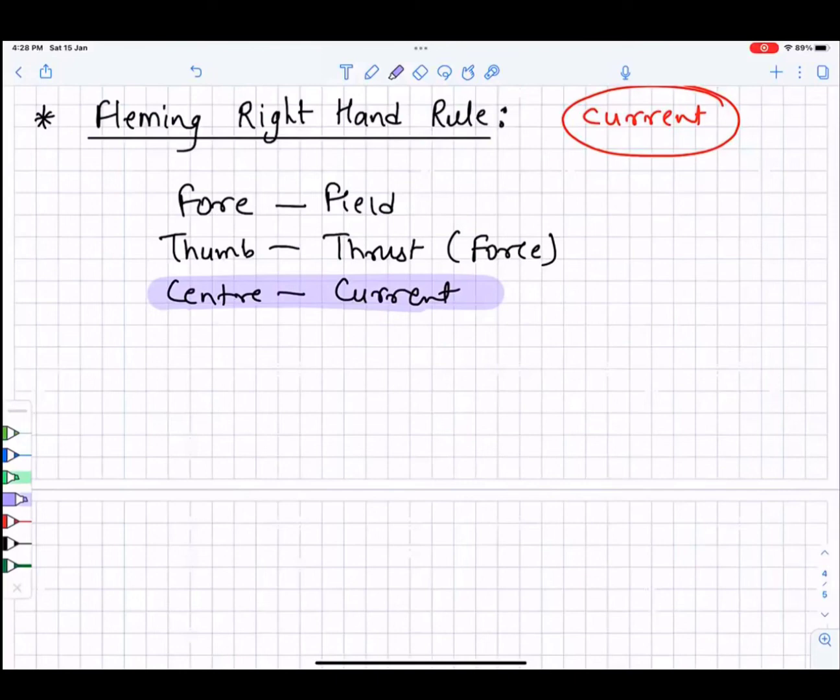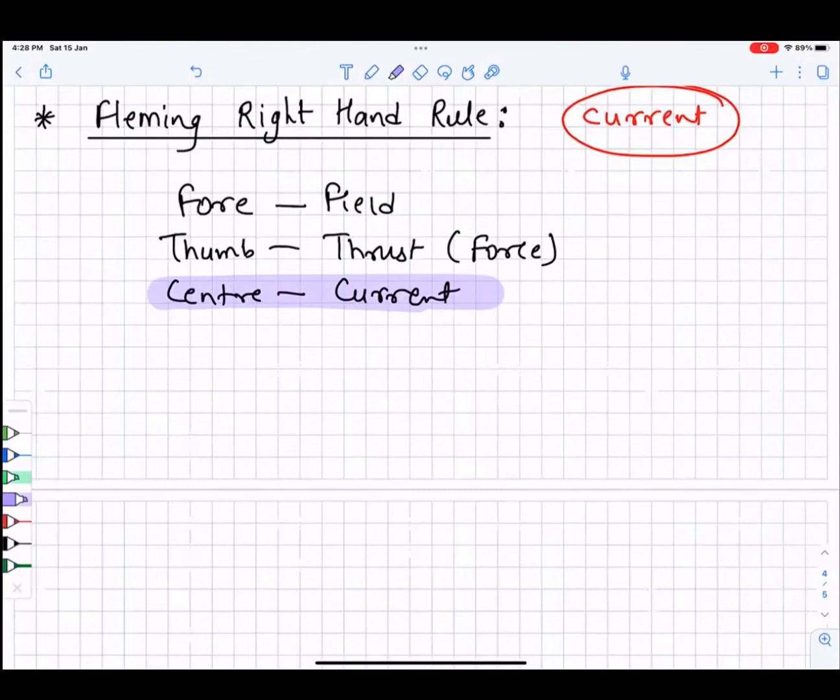Say my force is going from right to left, this way. Then what would be the direction of the current? Downwards, right? You see the center finger going down. Now if you turn your hand upside down this way, magnetic field is north to south, going into the camera. Force is going from left to right, this direction. Then what's the direction of the current in the wire? Upwards.